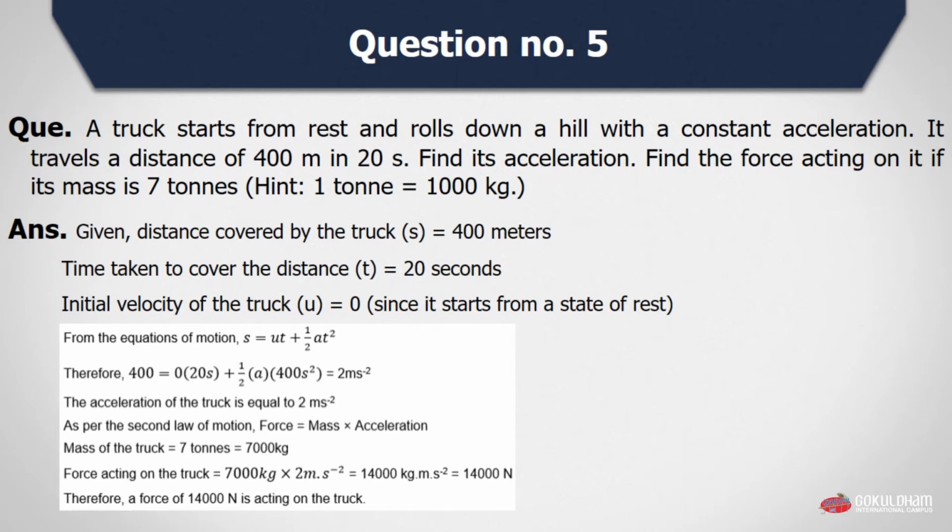As you know, the N is for Newton, and therefore a force of 14,000 Newton is acting on the truck. So the value of our acceleration is 2 meter per second square, and the force that we found is 14,000 Newton that is acting on the truck if the mass of the truck is 7 tons. So this is our solution for question number 5. Now we will move to the next question.